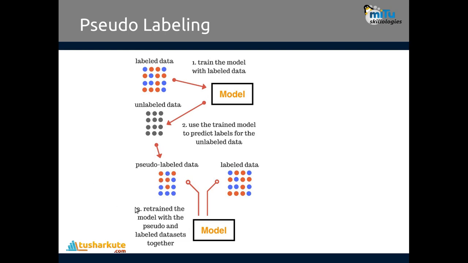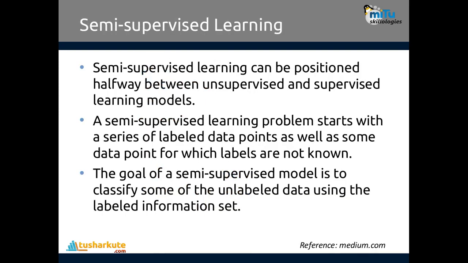Fine. And the third step: retrain the model with the pseudo-labeled and labeled data sets together. Combine them together and a complete data set is formed. After that, we build a new machine learning model, that is supervised machine learning, and then we predict new classes based on this data. This concept we generally term as pseudo labeling, and it is performed by semi-supervised learning.